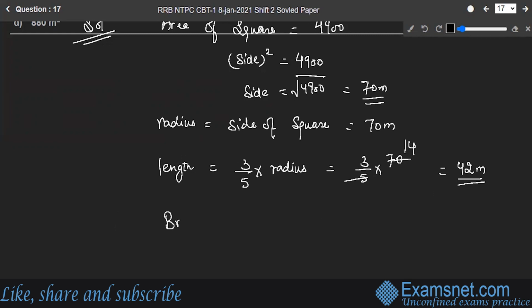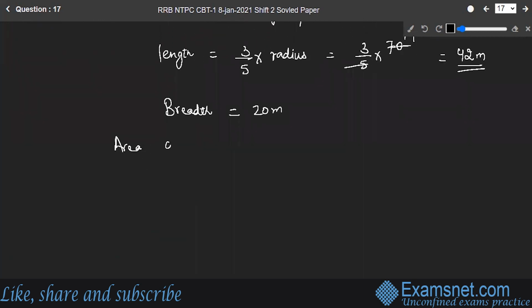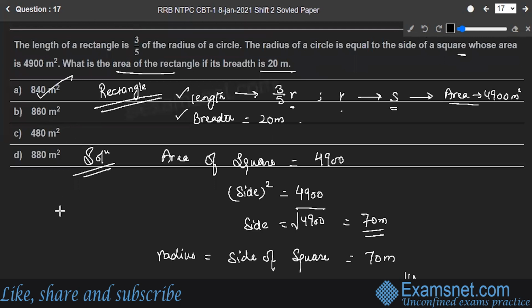And we were already given the breadth to be 20 meters. You can find out the area of the rectangle now easily. Area of rectangle is equal to 42 into 20, which is 840 meters square. That means I have option A as the correct answer to this question. Hope you got this. Let's move to the next question, number 18.